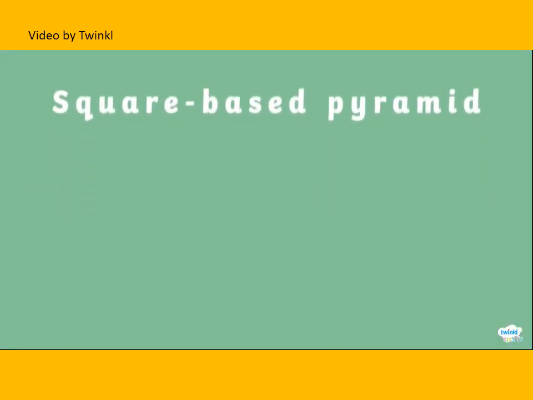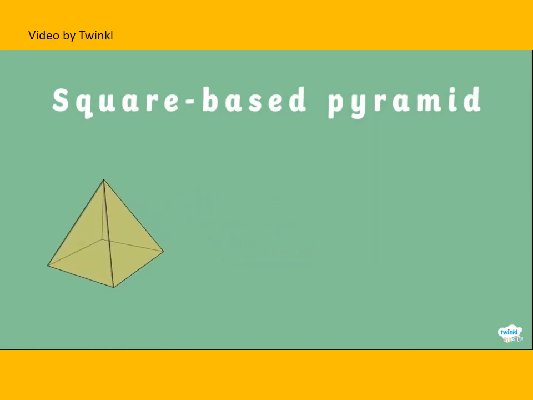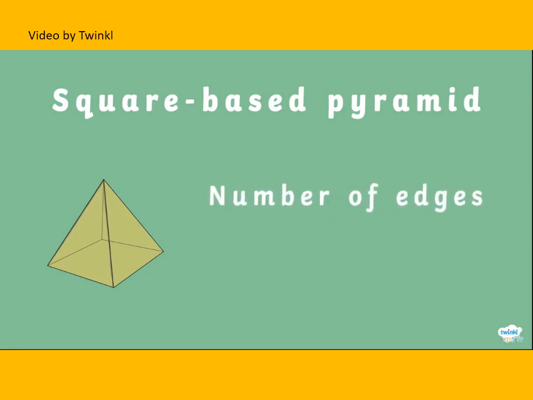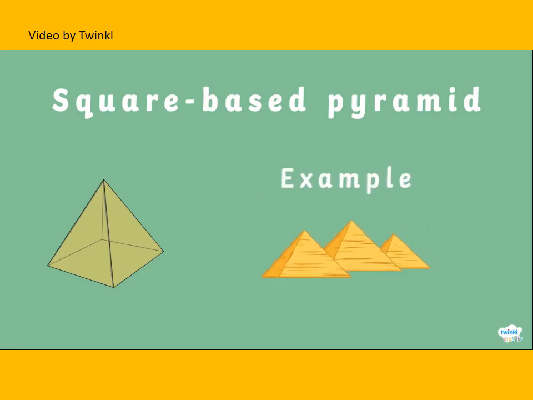A square-based pyramid is next. This shape has 5 flat faces. It has 8 flat edges. The number of vertices this shape has is 5. You can find a square-based pyramid in Egypt.